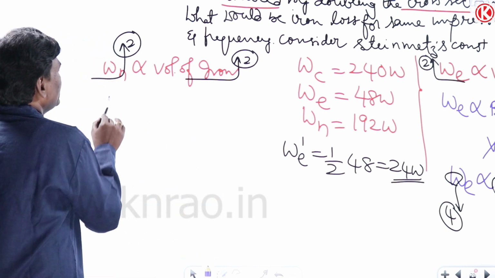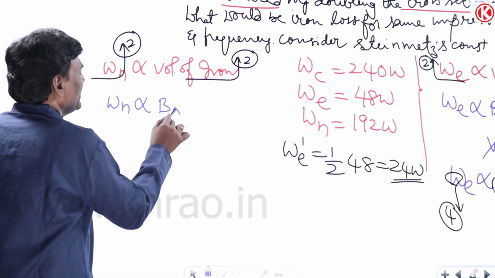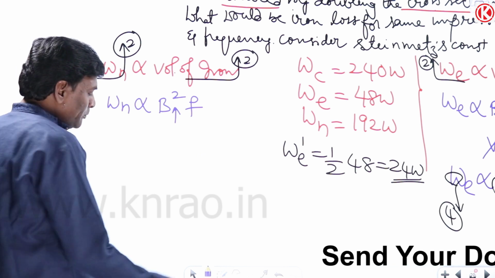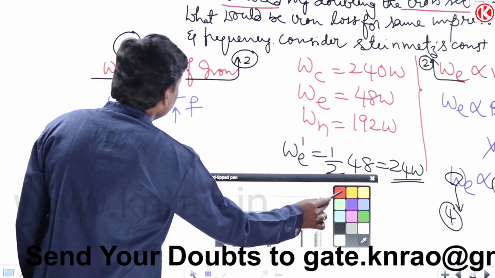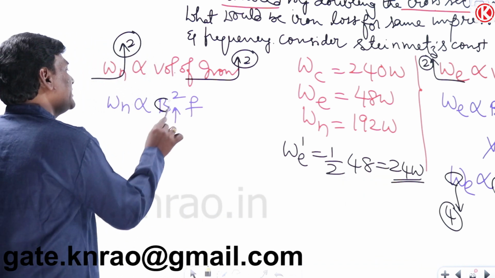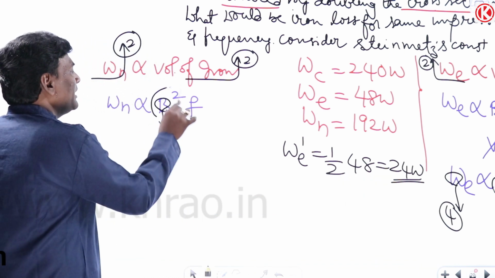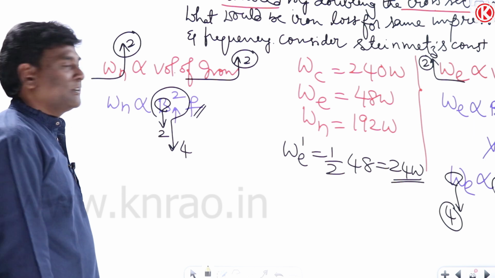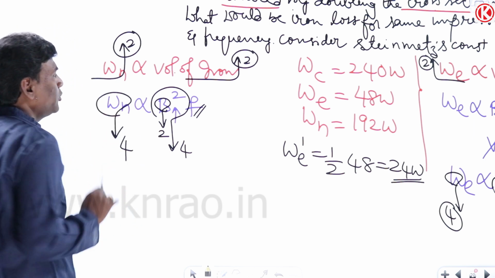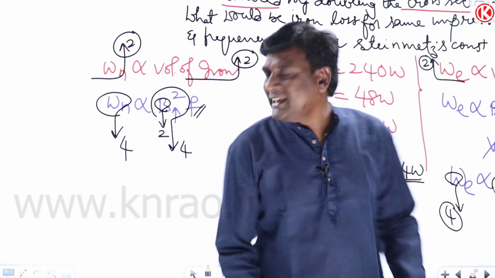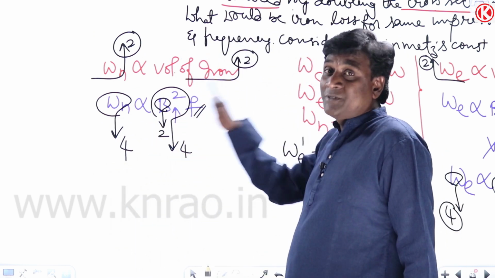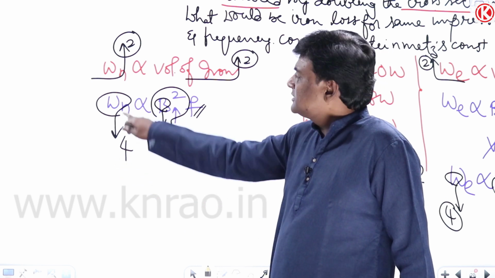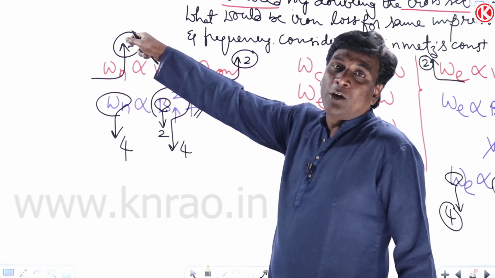So hysteresis loss is directly proportional to Bmax to the power of x into f. Now Bmax is reduced by 2 times, meaning that Bmax square is going to be reduced by 4 times. And frequency is anyway the same, so hysteresis losses should be reduced by 4 times. If you would have taken 1.6, a difference will come between this and this, but now the difference may not come. Hysteresis losses should have been reduced by 4 here, and should have been increased by 2 times here.